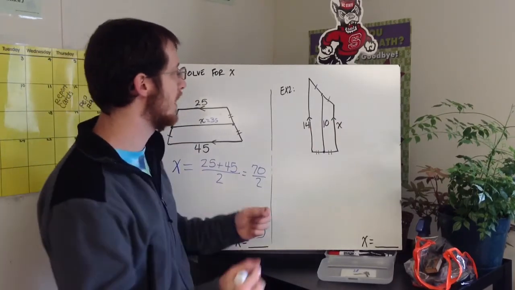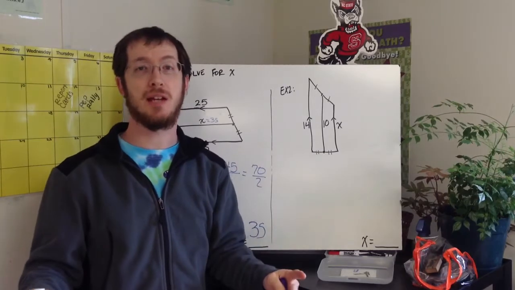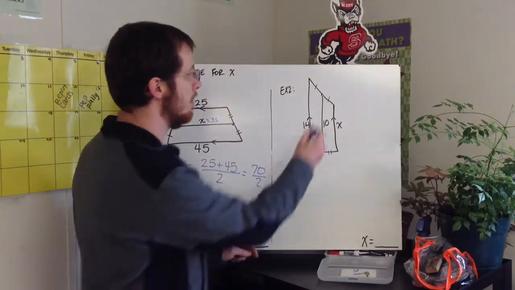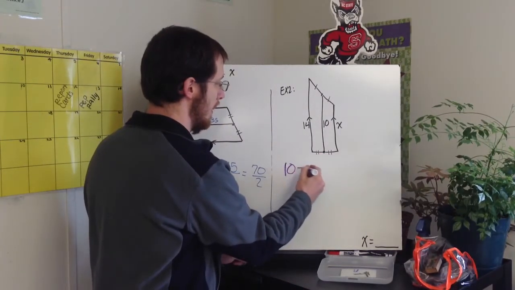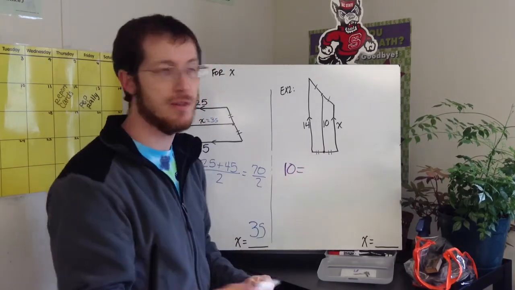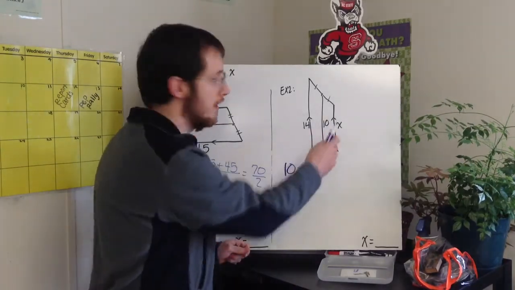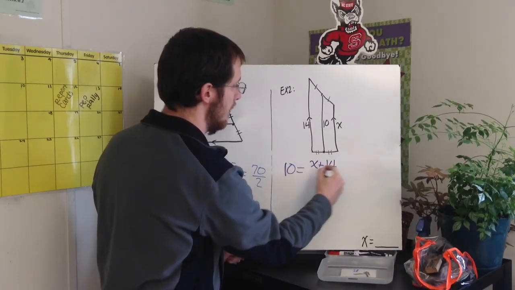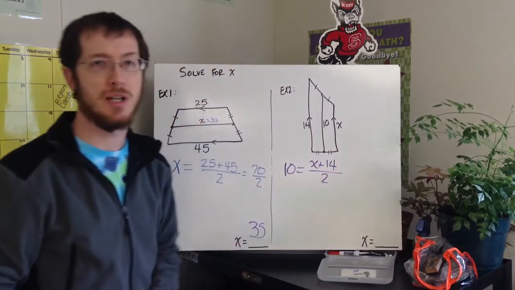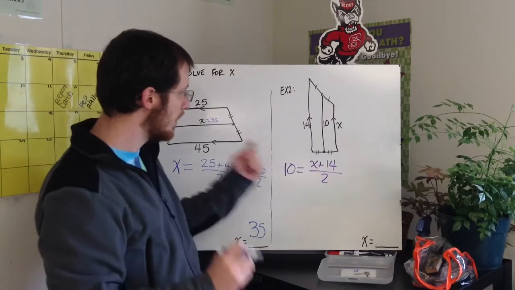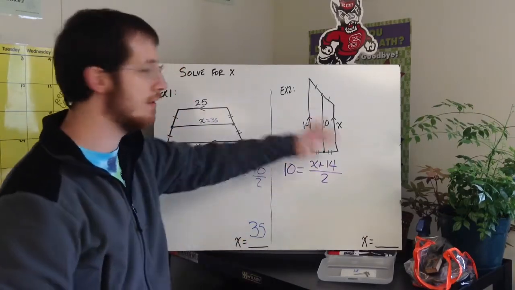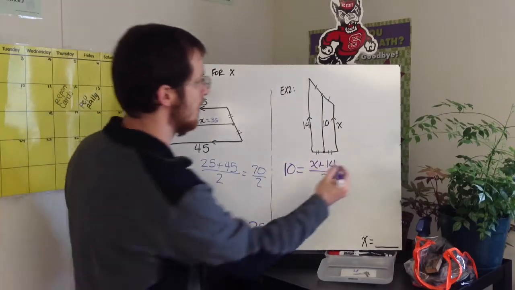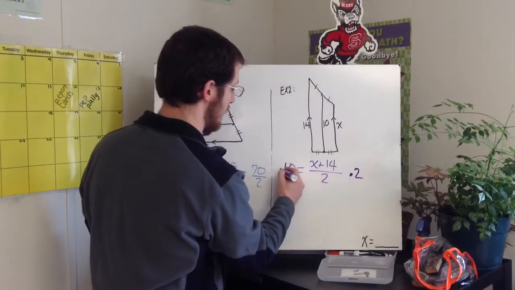So let's set up our equation again. We're going to set it up the same way every time. We're going to start off with the midsegment. Remember, the midsegment equals the average of the two bases. The bases are the parallel sides, so we've got x and 14. Then to find the average, we divide that by 2. Now our x is in our fraction, so let's get rid of that fraction first. I'm going to multiply both sides by 2.